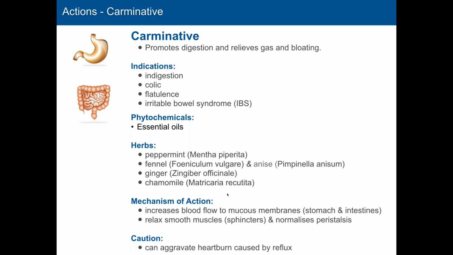So there's mixed actions there. If you were to have a cup of chamomile tea or peppermint tea, there would be actions associated with multiple phytochemicals as opposed to if you only took the essential oil from those, okay? So as I mentioned, they increase the blood flow to the mucous membranes, relax smooth muscles, including sphincters, and help to normalize the peristalsis. The main thing to watch out for with this is that it can aggravate heartburn.